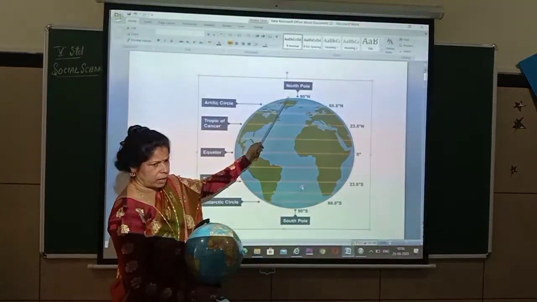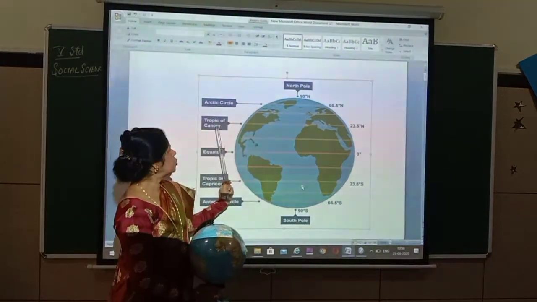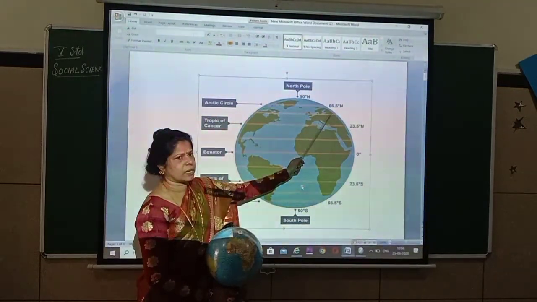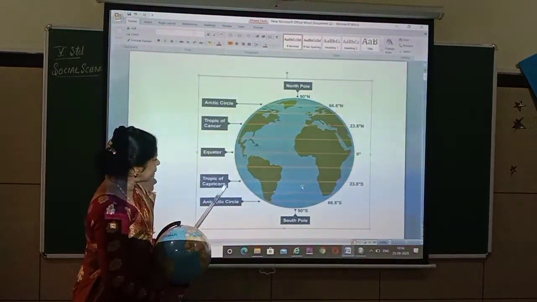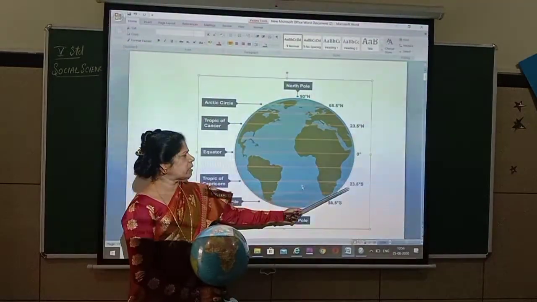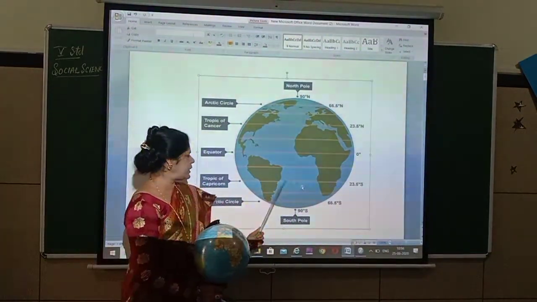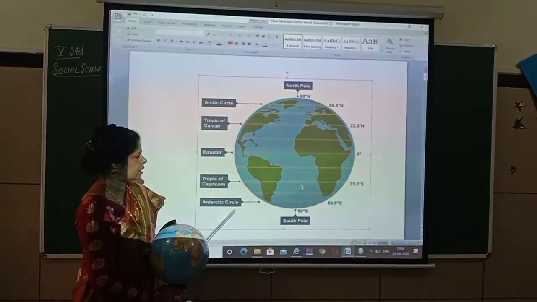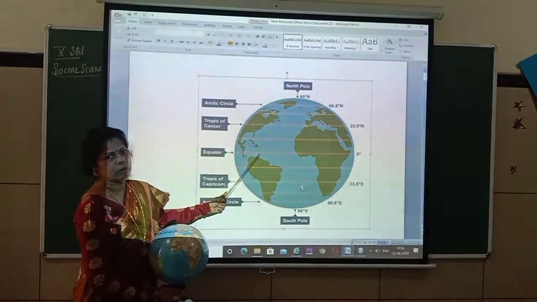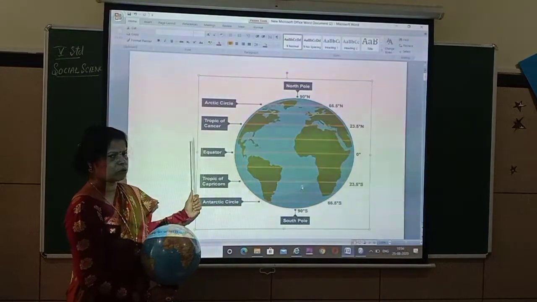Other than the North Pole and South Pole, there are 4 more degrees they have given here. One is the Tropic of Cancer at 23.5 degree north, and the Arctic Circle at 66.5 degree north. At the same time, if you come downwards towards the south, you can see 23.5 degrees south. What is that? Tropic of Capricorn, and at 66.5 degrees south, there is the Antarctic Circle. So these are the other 4 parallels which are parallel to the equator. Understood? These are the 4 points you have to remember.